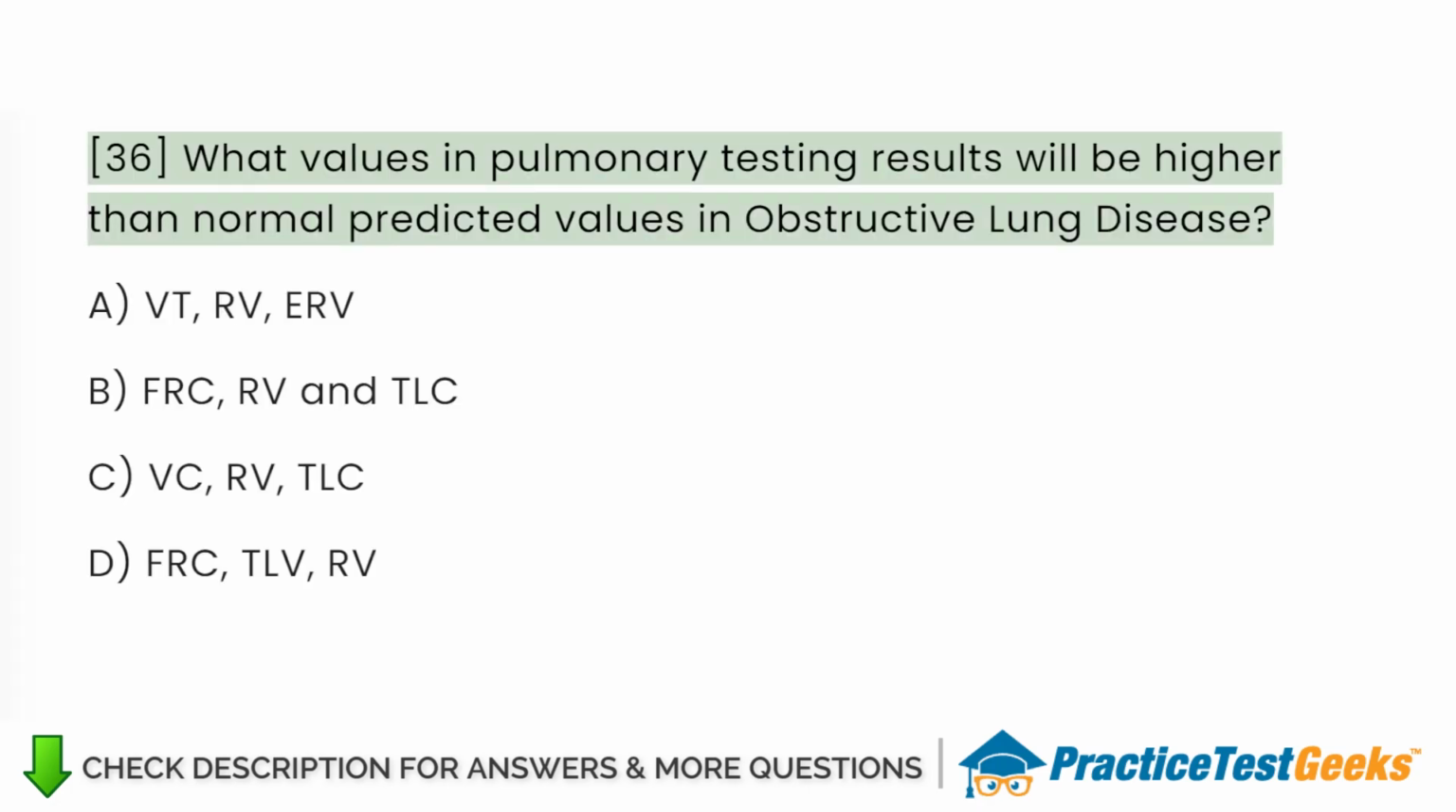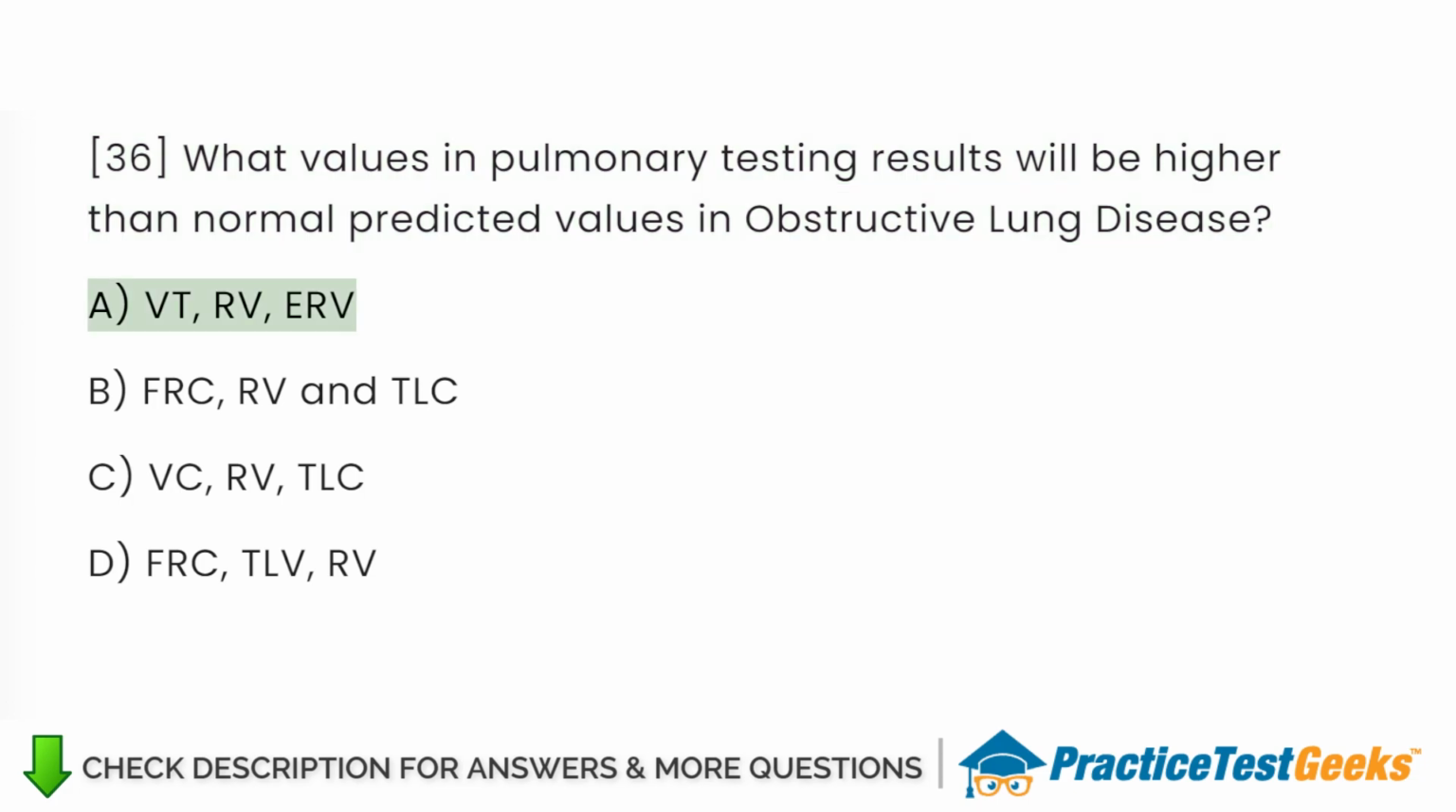What values in pulmonary testing results will be higher than normal predicted values in obstructive lung disease? A. VT, RV, VC. B. FRC, RV and TLC. C. VC, RV, TLC. D. FRC, TLV, RV.